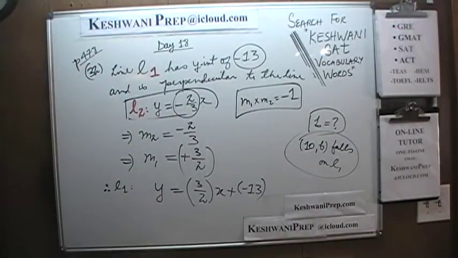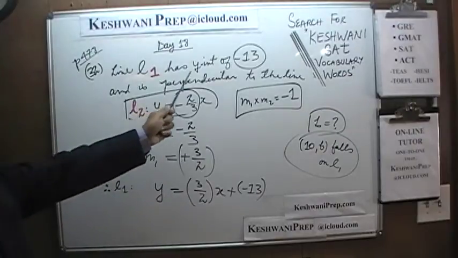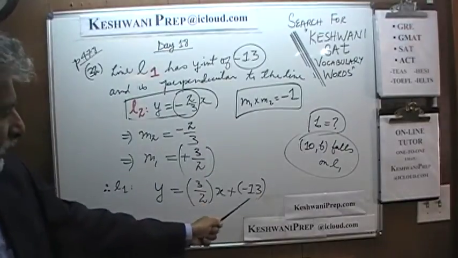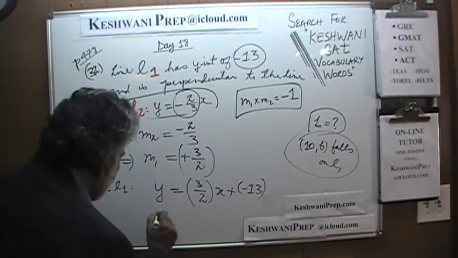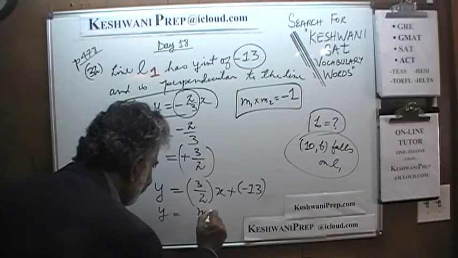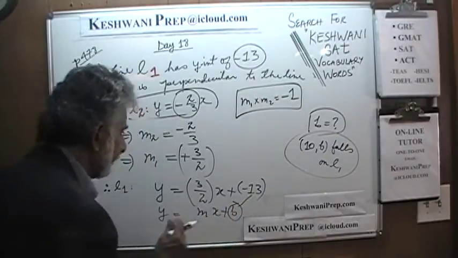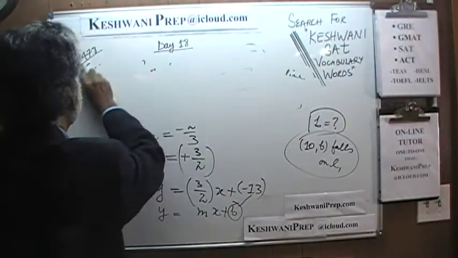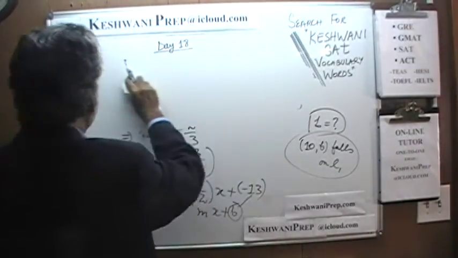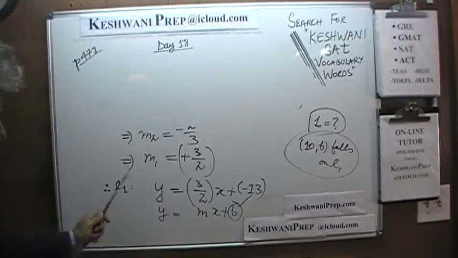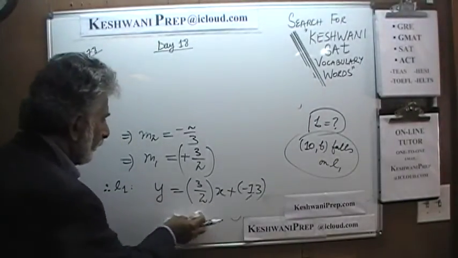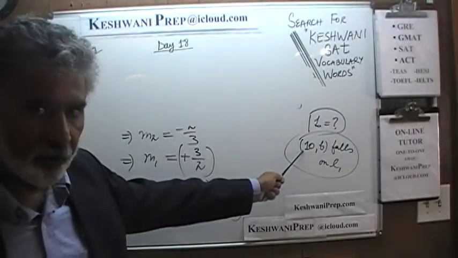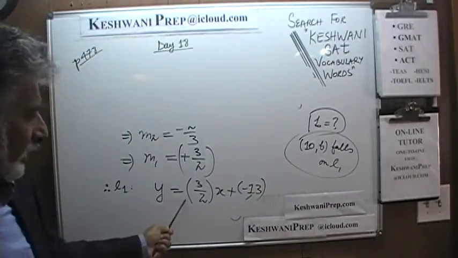We know it has a y-intercept of negative 13. We don't have to do any work to figure it out. We are told it's negative 13 right there. So it's the slope-intercept form, which is y is equal to mx plus b. The b is the y-intercept. Now we have our equation. All we have to do is substitute the coordinates of the point that falls on L1, which is 10 and B. Put it in here and solve for B.